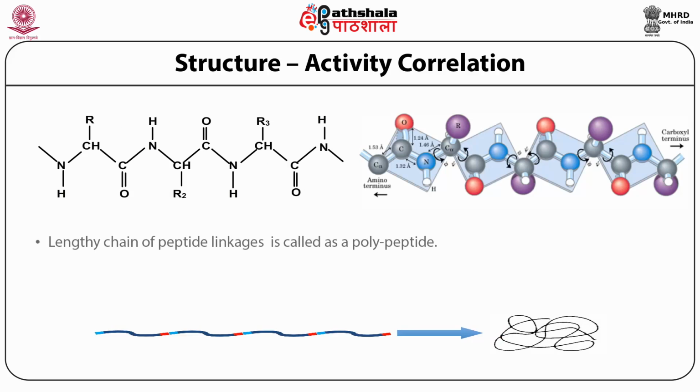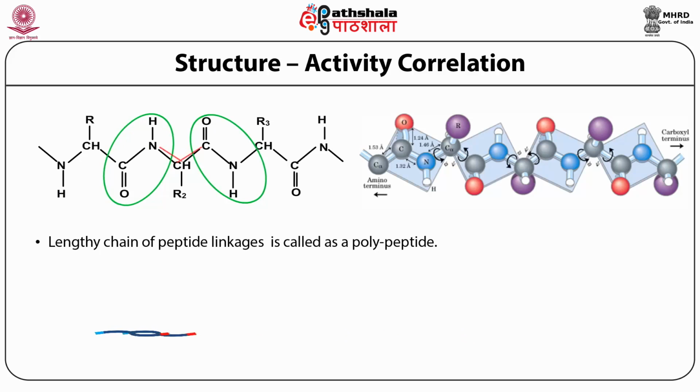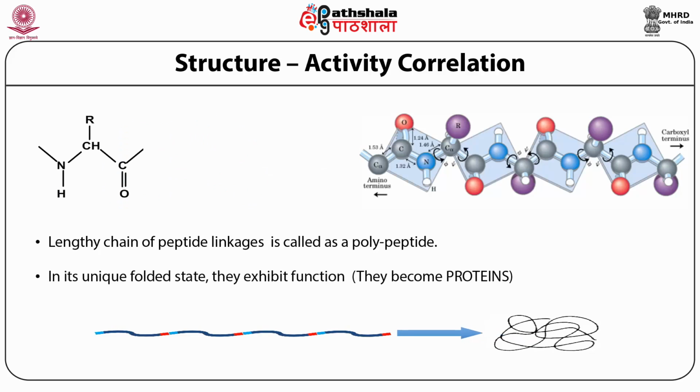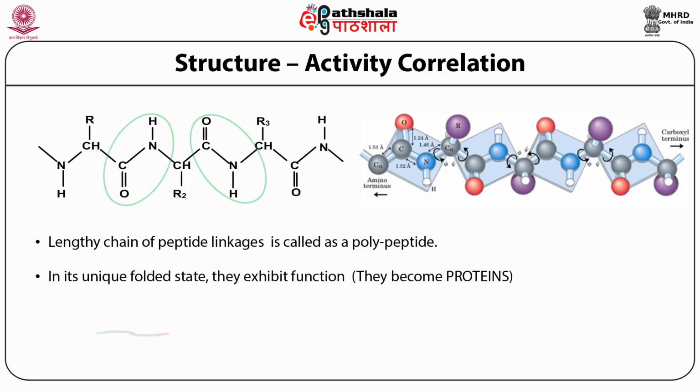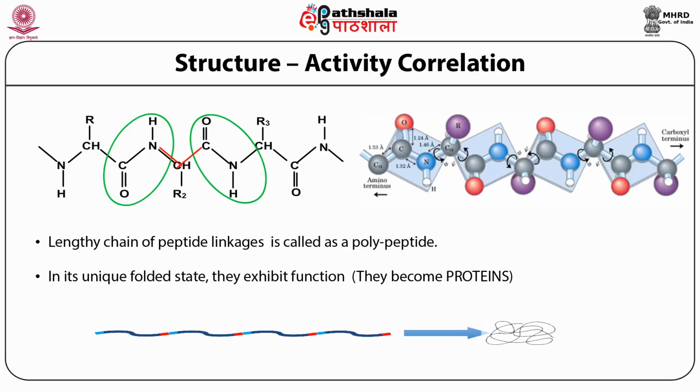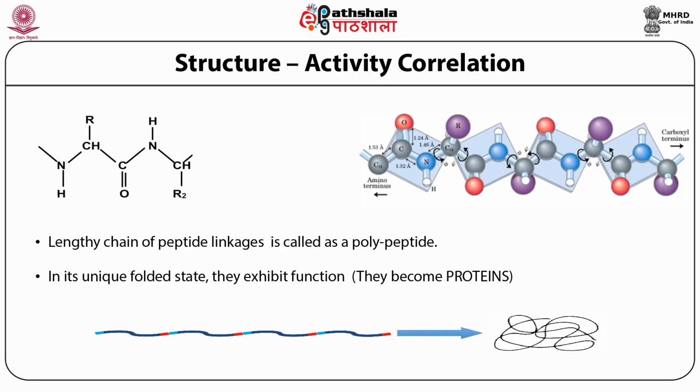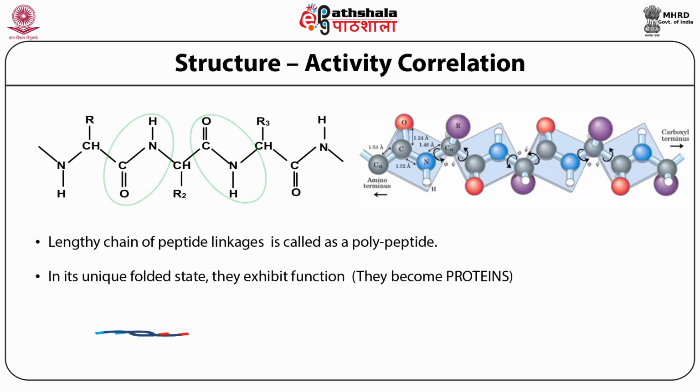And then the lengthy chain, it is actually a polypeptide, it's not a protein. When this completely linear polypeptide is folded as it exists in nature, only then we call it a protein. So protein is a polypeptide. The only difference is that it is not a linear chain. It has been folded to have a defined three-dimensional structure by non-covalent interactions.